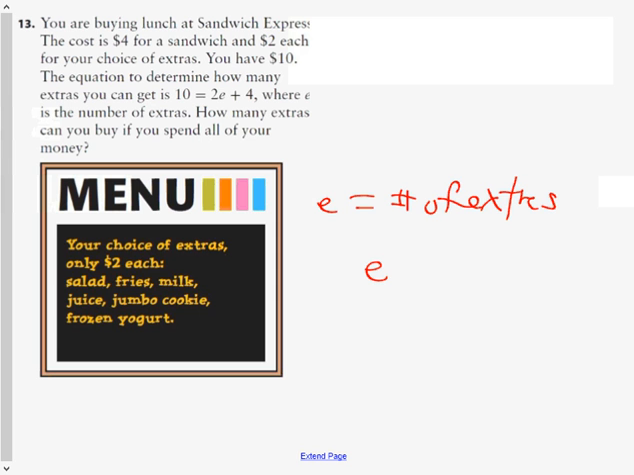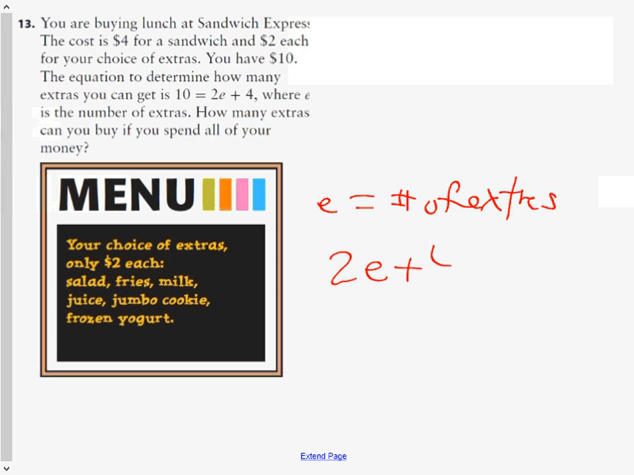So why would I multiply the number of extras by 2? Why, instead of using E, am I multiplying it by 2? Because each of those extras costs $2. So if you buy 5 extras, how much should it cost you? $10. That's why we multiply it by 2. The cost of each extra, or the cost of each E, is $2.